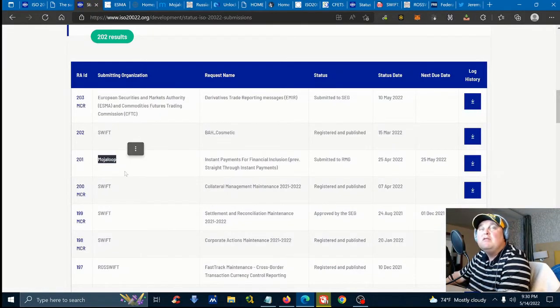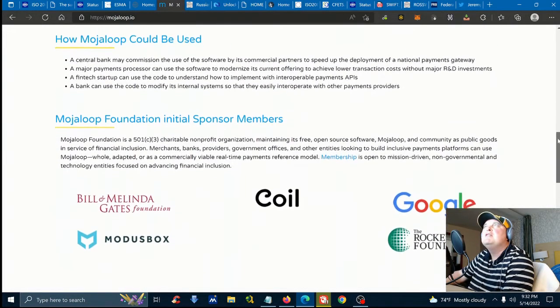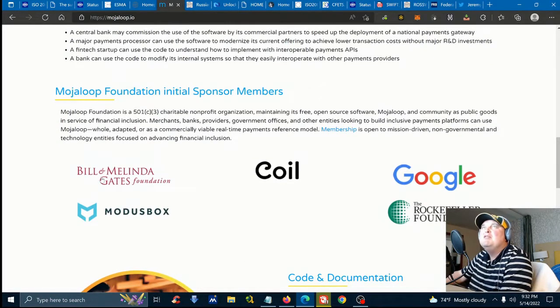Mojaloop. Have you ever heard of Mojaloop? They're a pretty serious company. I'm going to show you why. Look down who their foundation initial sponsor members are. The Bill and Melinda Gates Foundation, Google, and the Rockefeller Foundation. Need I say more?